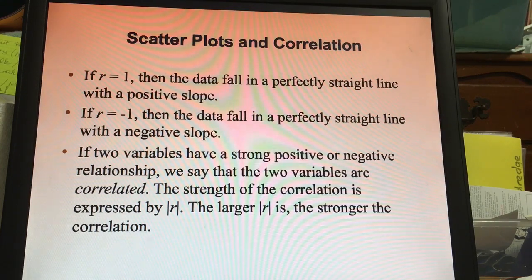If two variables have a strong positive or negative relationship, we say that the two variables are correlated. The strength of the correlation is expressed by the absolute value of R, or the absolute value of the correlation coefficient. The larger the absolute value of R is, the stronger the correlation. Again, R is going to be at best 1, because the range of the correlation coefficient goes between -1 and 1. If we take the absolute value, the greatest that it could be is 1.